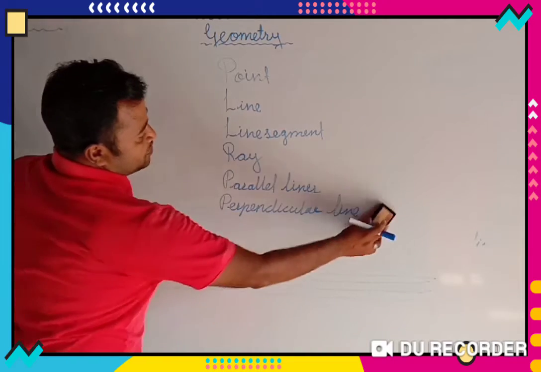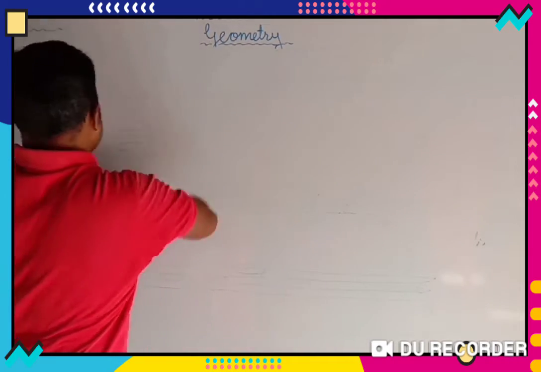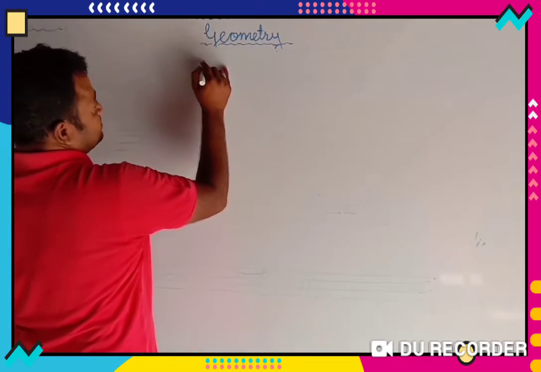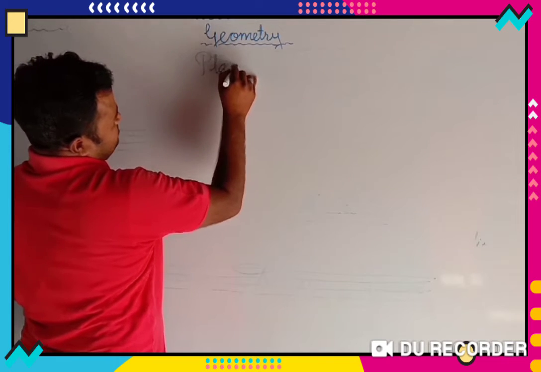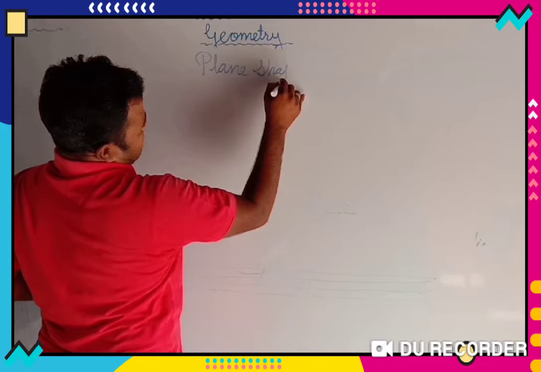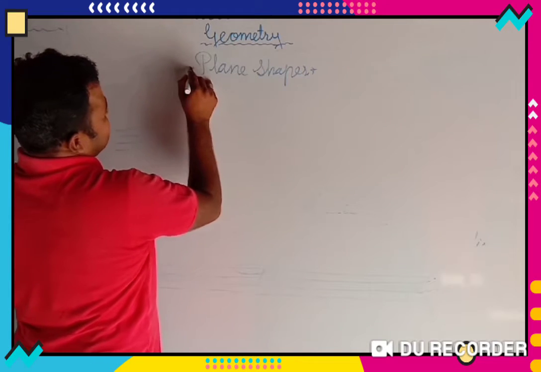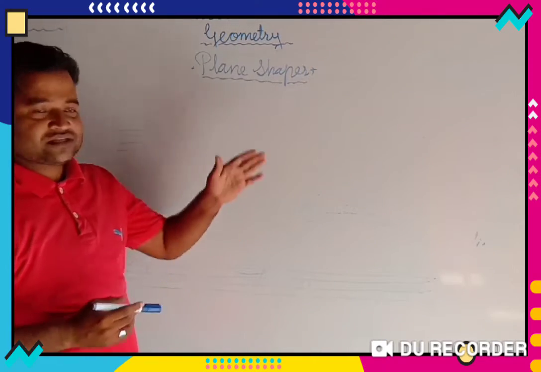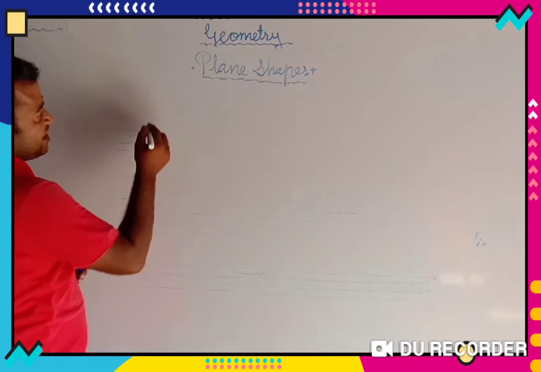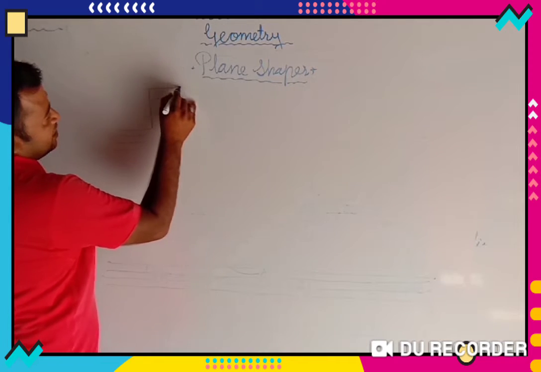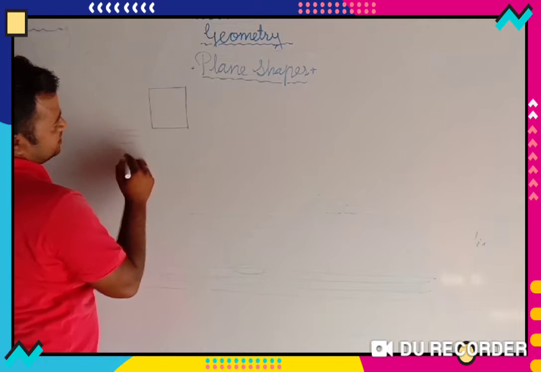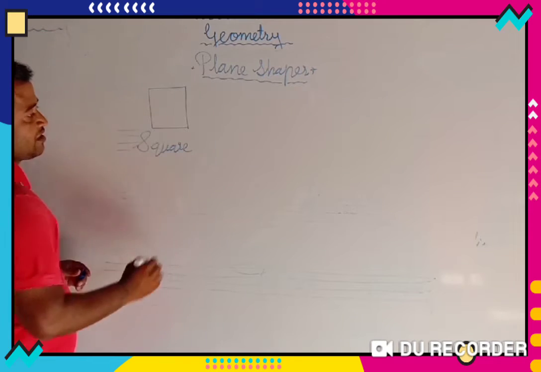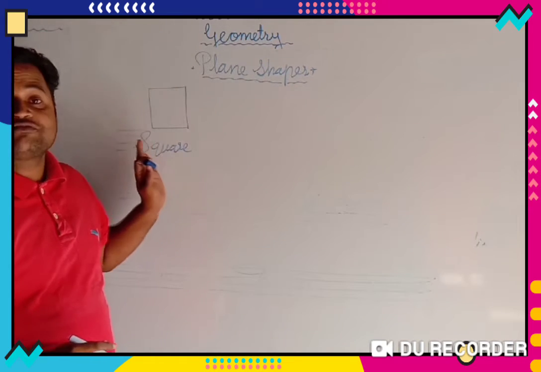Dear students, today we are going to proceed further with plane shapes. As these are basic concepts, they remain with you since lower classes. In lower classes, you have studied about these plane shapes. So, what are the plane shapes? The first one is a square. S-Q-U-A-R-E, square. It's a geometrical figure having four sides and four corners.